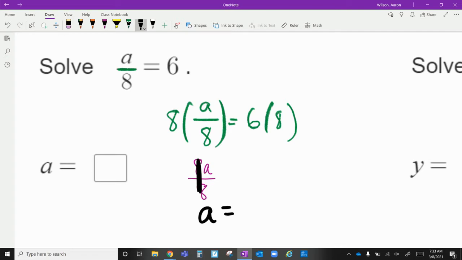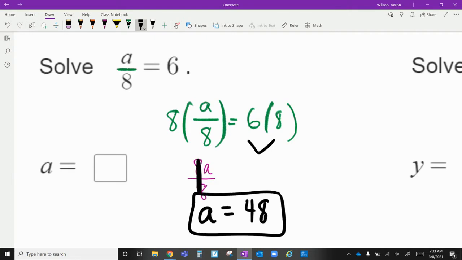So then all that's left now is to do the 6 times the 8 on the right side, which is 48. And now we can check to see if this is correct by taking out the A in the equation and plugging in 48. Now, what is 48 divided by 8? Is that 6? Yes, it is. So we know we're correct that the solution is 48.